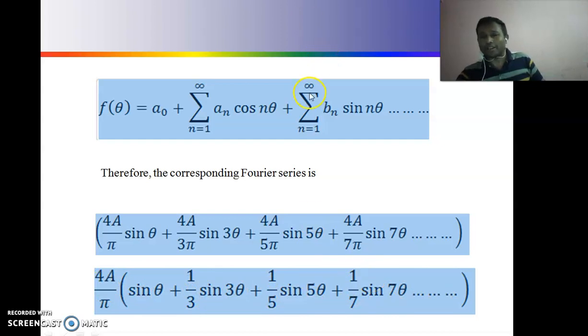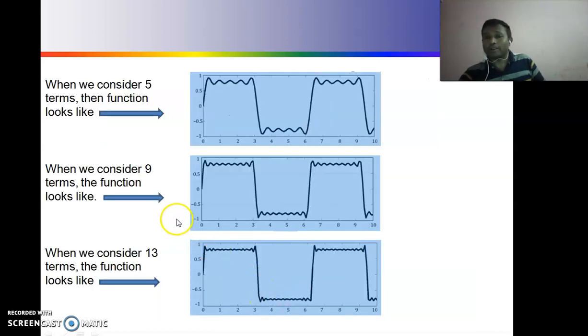After this, if you plot this function, see here, how many sinusoids are there? Infinite sinusoids are there, but because of practical limitations we need to truncate it. If we consider only 5 terms, then the plot looks like this. If you consider 9 terms, then the plot becomes like this. If you consider 13 terms, then the plot looks like this. It means the more the terms, the more closely your plotted signal approximates your original function.